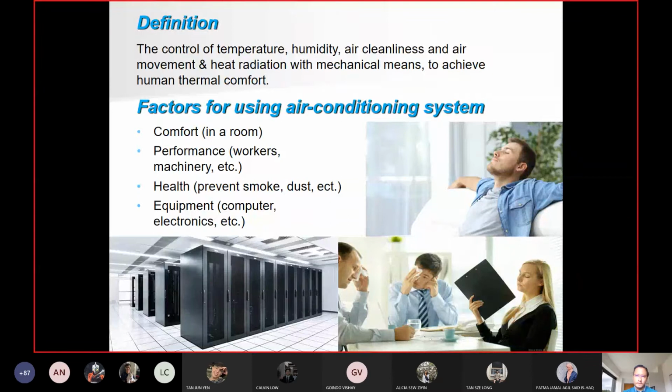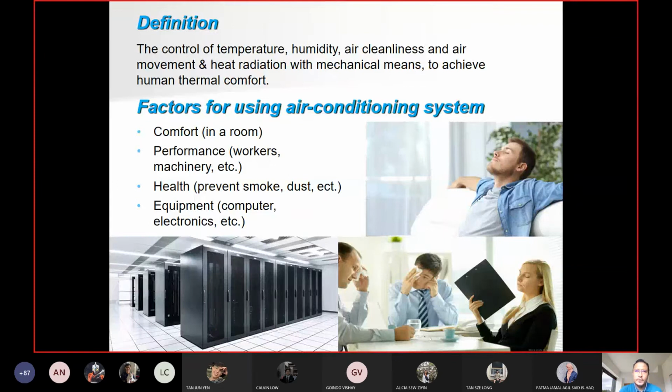But for an air conditioning system, temperature control is the most important thing, the important factor for why you use aircon in a space or in a building. The air conditioning system can be defined as control of temperature, humidity, air cleanliness, air movement and heat radiation with mechanical means to achieve human thermal comfort. So basically, the end goal of the air conditioning system is human thermal comfort. That's the most basic factor for using an aircon system.